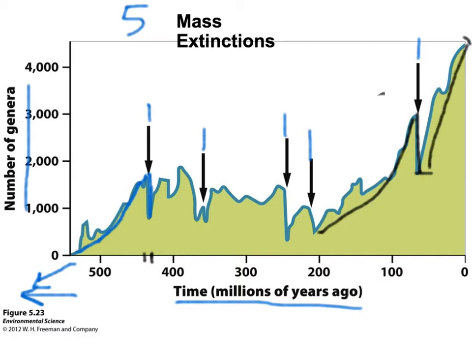This is present day right here, the top of the graph, and you can see we have more species, or more genera in this case, than ever before. So we have a whole lot of species present today, and that's an important thing to take note of. So great biodiversity on Earth today.